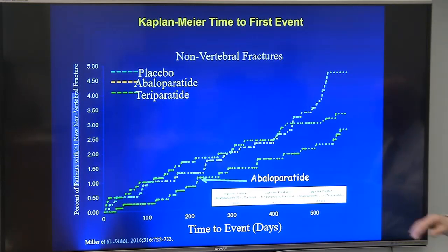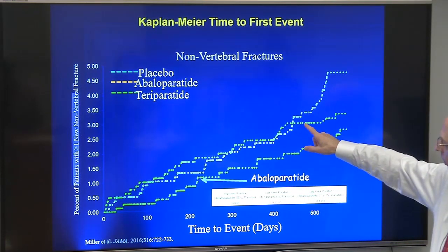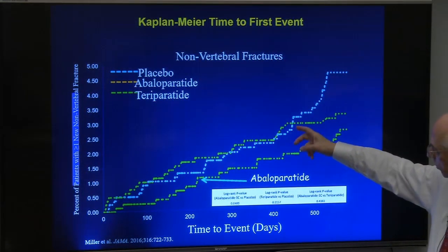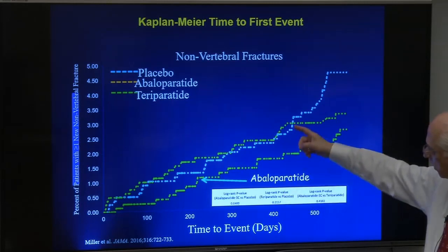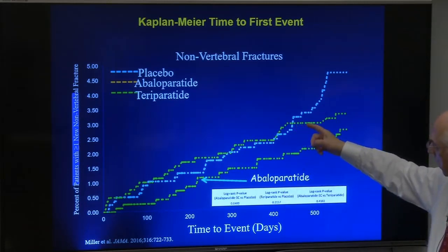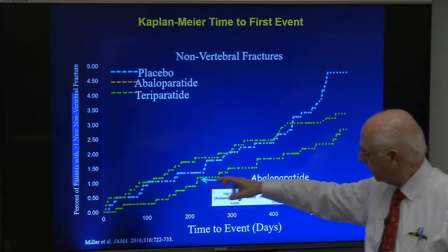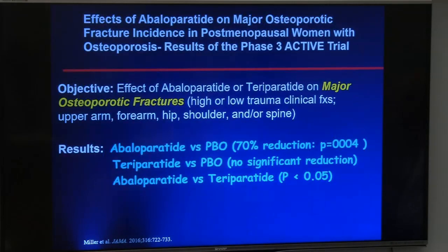And looking back, again, another way of looking at the non-verts is this Kaplan-Meier. This is abaloparatide. This is teriparatide. And this is placebo. And if you go back to the Neer study, the separation between placebo and teriparatide occurred right about here, around a year, which is exactly what you're seeing here in this study. While the abaloparatide seems to separate itself earlier than either teriparatide or placebo, and clearly is at the end significantly lower than the placebo.